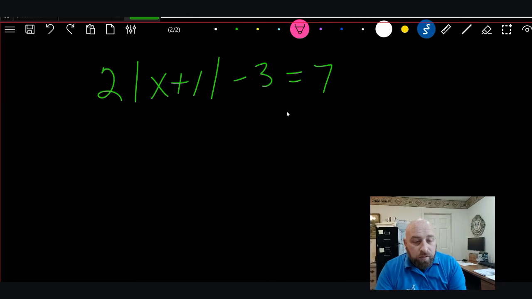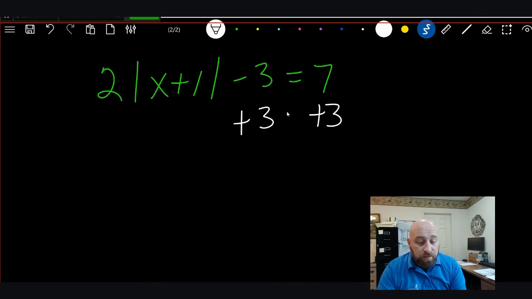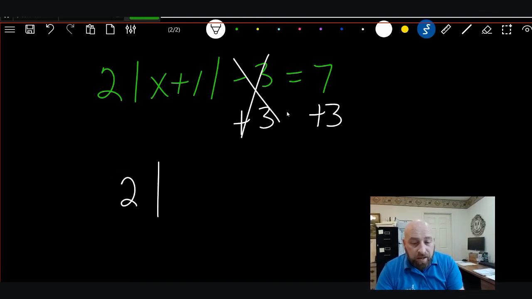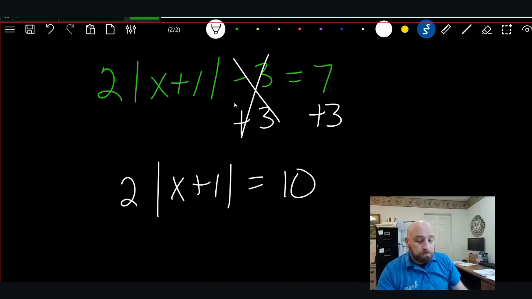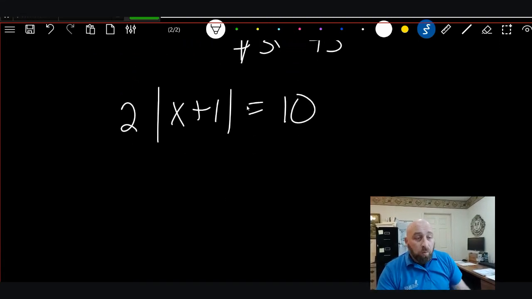So what I want to do here is add 3 to both sides, because we're going to start with the addition property. That's how we solve equations. Well, that's going to cancel, so we're going to get 2 times the absolute value of x plus 1 equals 7 plus 3, which is 10. Well, we're still not done with step number 1. We still have to isolate this.